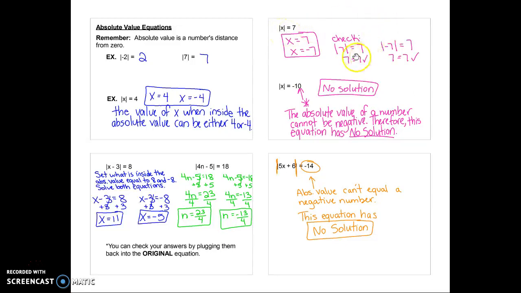Okay? You can also check this by plugging it back in, which is what I just talked through. Absolute value of 7 is equal to 7. Absolute value of -7 is equal to 7.